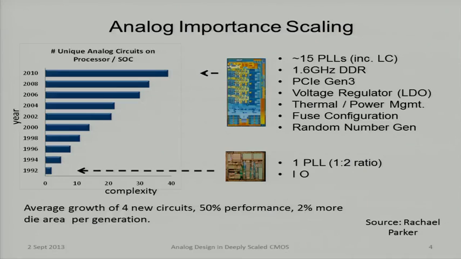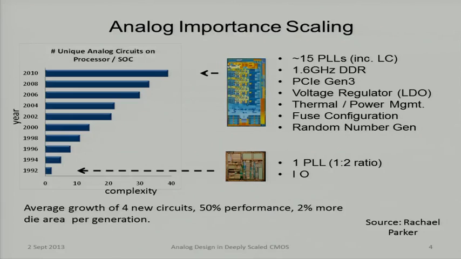So, has this changed over time? This is basically my career doing processor design. I started in Intel at '91. And at that point in time, there wasn't much in the way of analog circuits. We just had a phase lock loop and I/O. But over time, the number of unique analog circuits has grown. The area that we're spending on these circuits has grown. And these days, 40-ish different circuits.